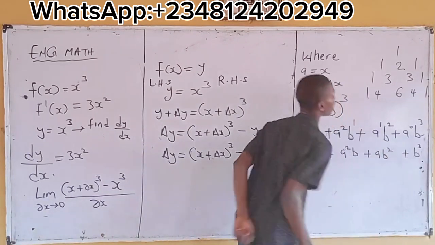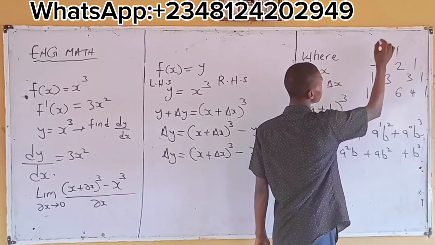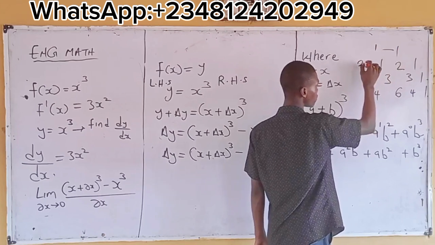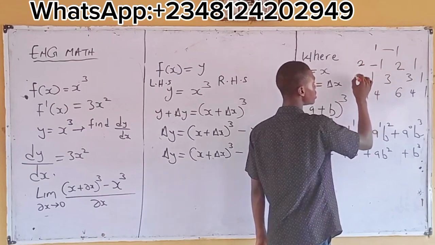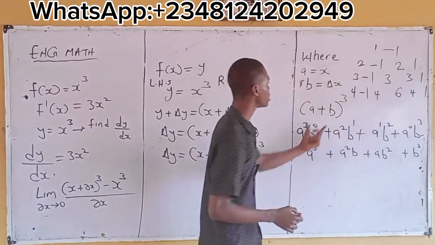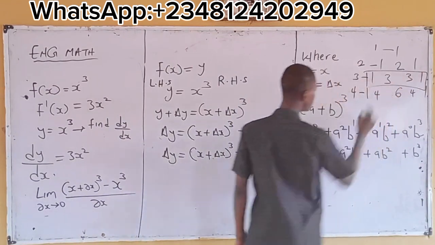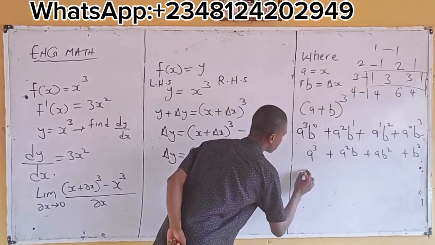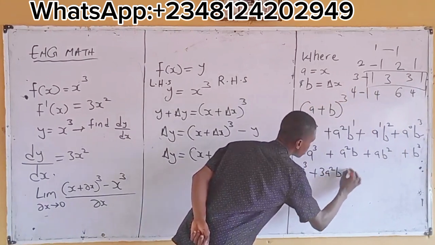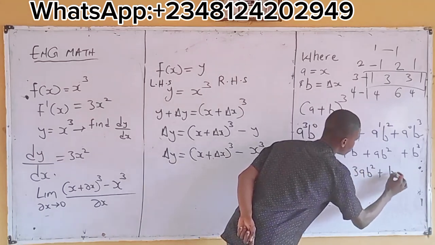b cube. Now, from Pascal's triangle, substitute the coefficients. What if the power is 1? This is your coefficient. If the power is 2, this is your coefficient. If the power is 3, this is your coefficient. And if the power is 4, this is your coefficient. Now, in this case, what's my power here? 3, meaning I'm going with this. So, going with this, I can write this as what? A cube plus what? 3a squared b plus 3ab squared plus b cube.